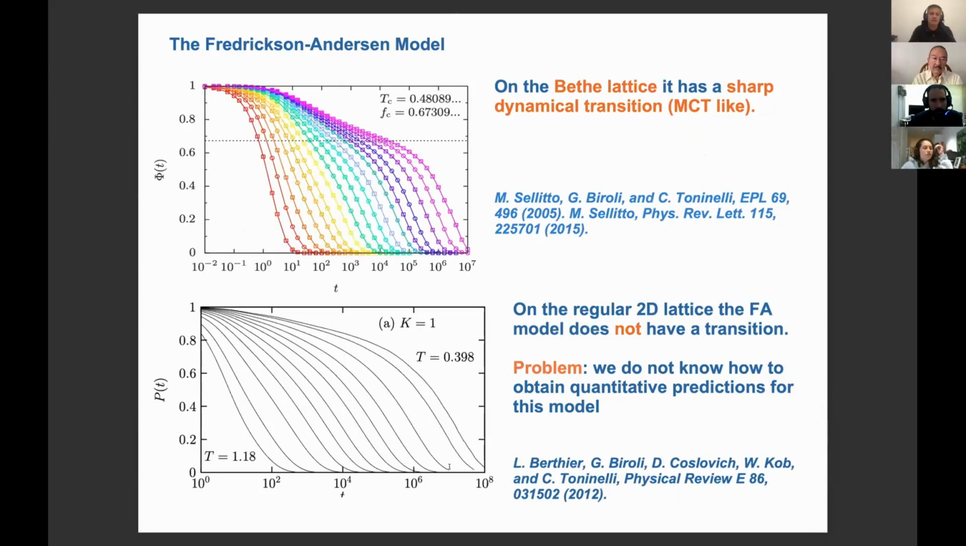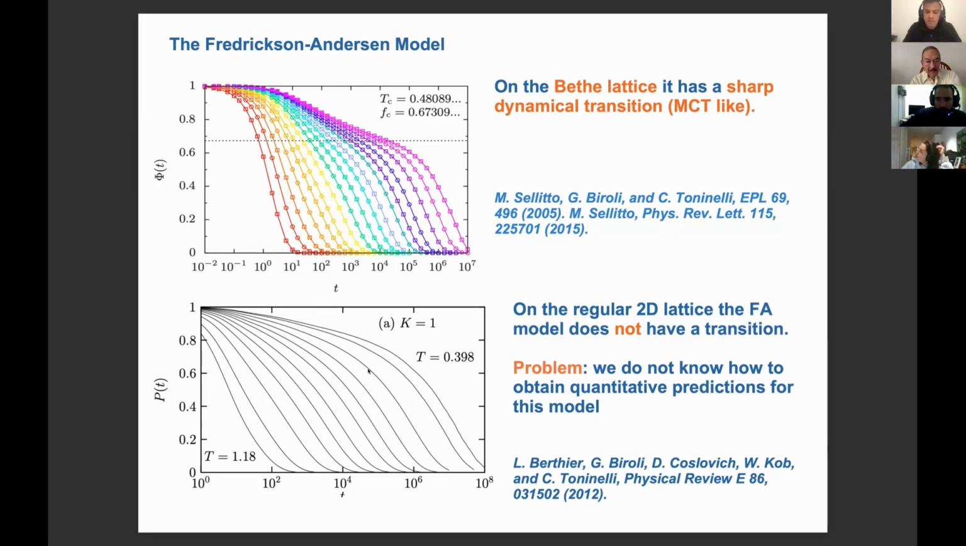So let me show you some simulations here. On the Bethe lattice, the model displays this two-step relaxation, and you can analyze the behavior close to the plateau, and it is really mode coupling theory like. Instead, on the regular two-dimensional lattice, the model does not have a transition. You can see here that the critical temperature according to the Bethe lattice result, that would be a kind of mean field theory of the actual 2D model, would be 0.48, while here you can reach 0.39 and you still observe a relaxation. So the problem is how to go from here to here. We don't know how to obtain quantitative predictions for this model.